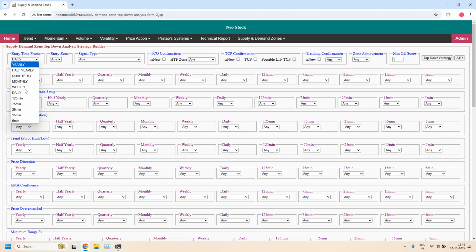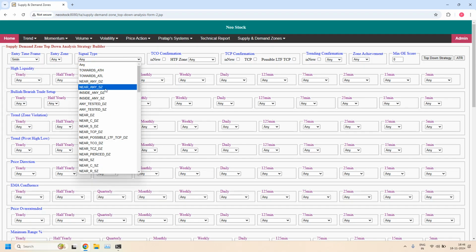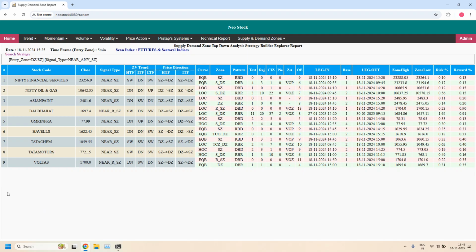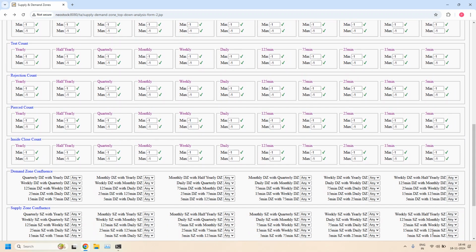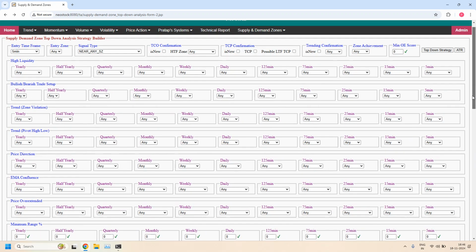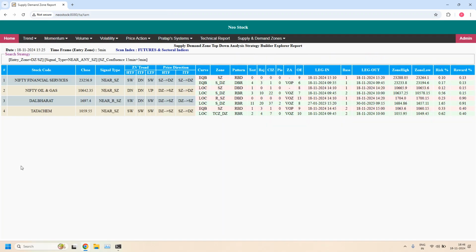Okay, next for 5 minutes time frame, stocks near 5 minutes supply zone, we got 9 stocks. In these 9, how many of these 5 minute zones are having confluence with 15 minute supply zones? Let's verify. I am enabling the filter, 5 minute supply zone with 15 minute supply zone confluence. With this filter, we got 4 stocks. These 4 supply zones are part of the 15 minute supply zones. So this is the way we should understand.